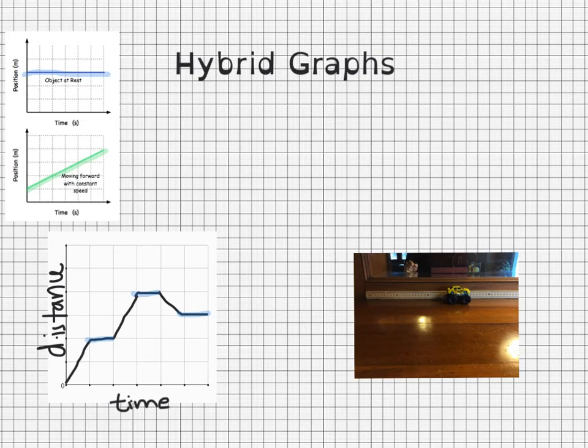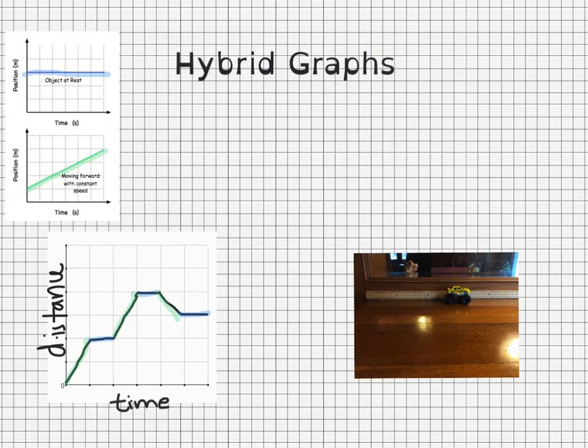And then I'm going to take my second color, in this case green, and anything that's moving at a constant speed is going to get green on it. So this is the whole reason why I had us use a couple colors. It really shows these parts of the graph really well and lets us explain it a little better in words.